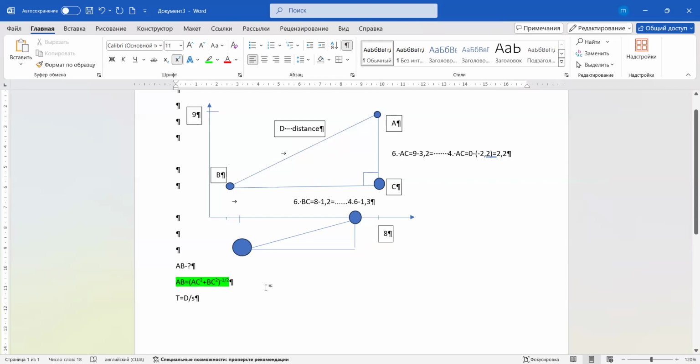And to find AB, it is the result AC in square, and plus BC, the distance in square, and the result in the square root. Okay, find it. It is a very big calculation for understanding how to calculate the distance between each 2 points.